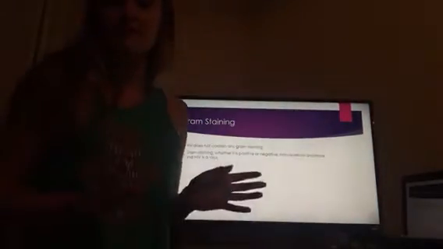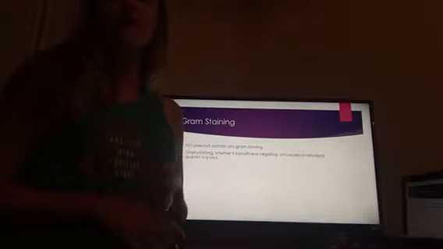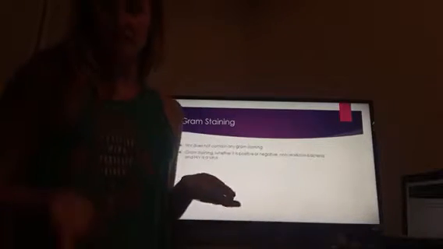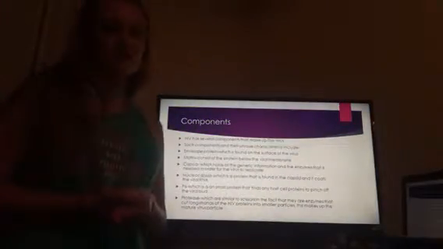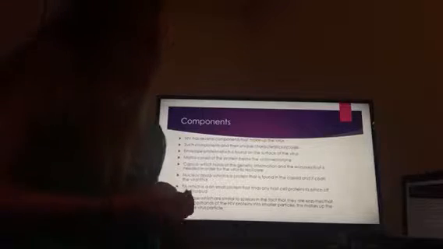For the gram staining, HIV does not have any type of gram staining because gram staining involves bacteria only, and HIV is a virus. For the components, HIV has several components that make up the virus.